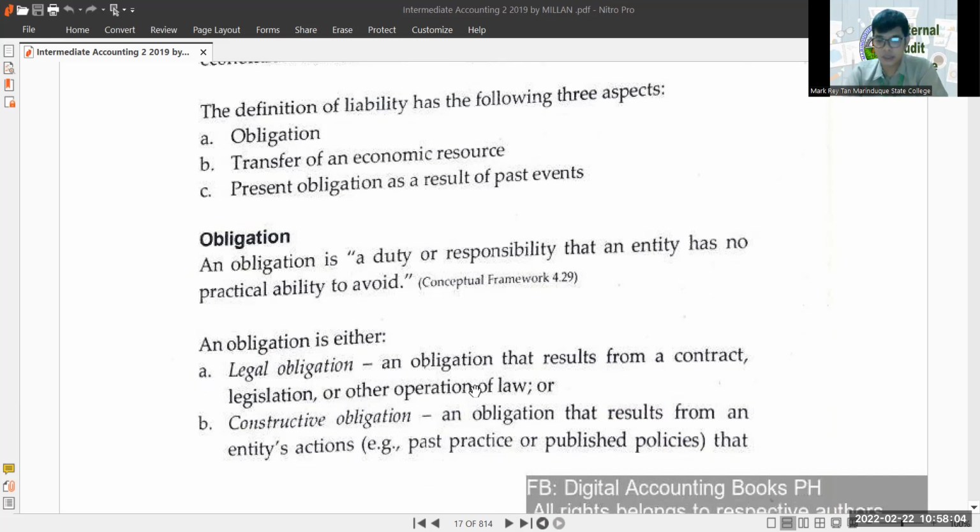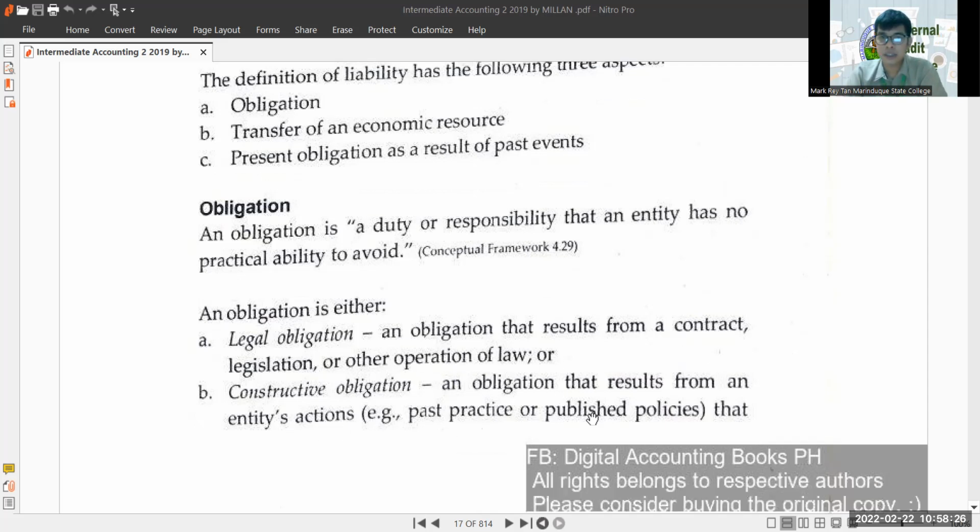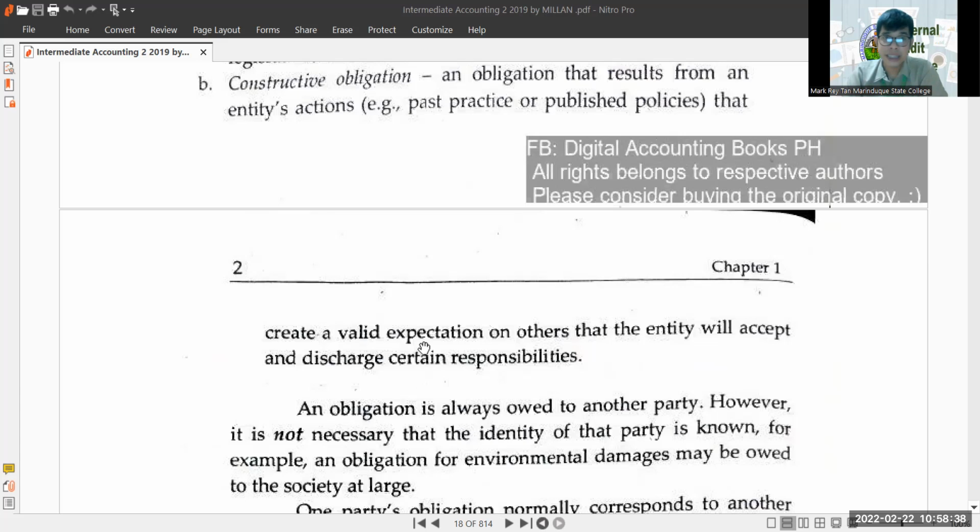So it is legal when it results from a contract, from a legislation or other operation of law. So kaya nga siya legal, it's either from a contract or through operation of law. And then constructive obligation, ayan, of course, this is an obligation that does not arise from contract or operation of law, but it results from an entity's actions. So examples of those actions are past practice or published policies that create a valid expectation on others that the entity will accept and discharge certain responsibilities.